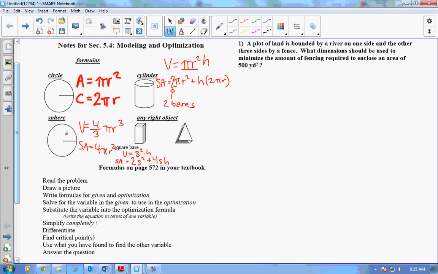And if S confuses you, you can put in width if you want. 2w squared plus 4 width and length, if you like that better. It'll be the same.